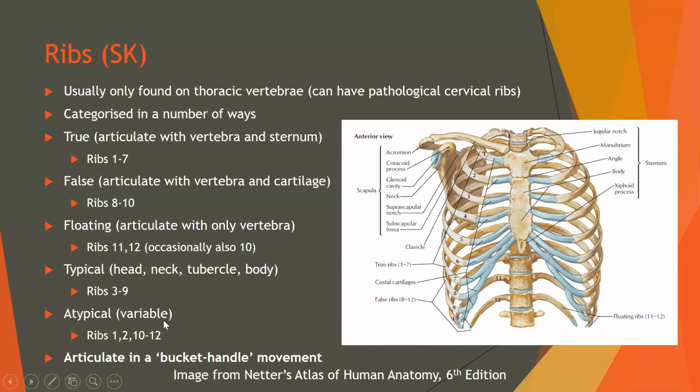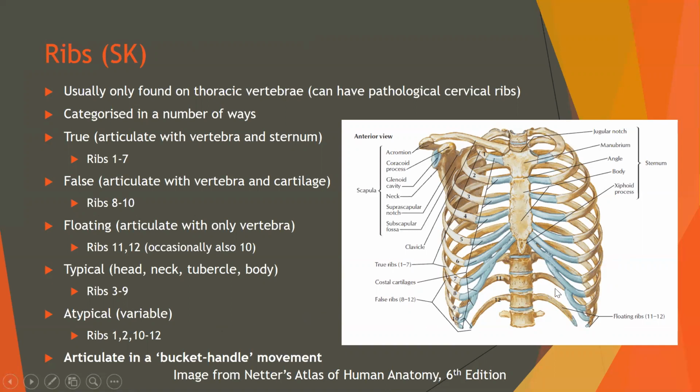Your atypical ribs are 1, 2, 10, and 12. They are atypical because they don't look like ribs. So number 1's a bit too fat. Number 2's got a rough surface on top to have serratus anterior attached. Numbers 10 through 12 are just sort of floating out in space, and so they're a bit odd as well.